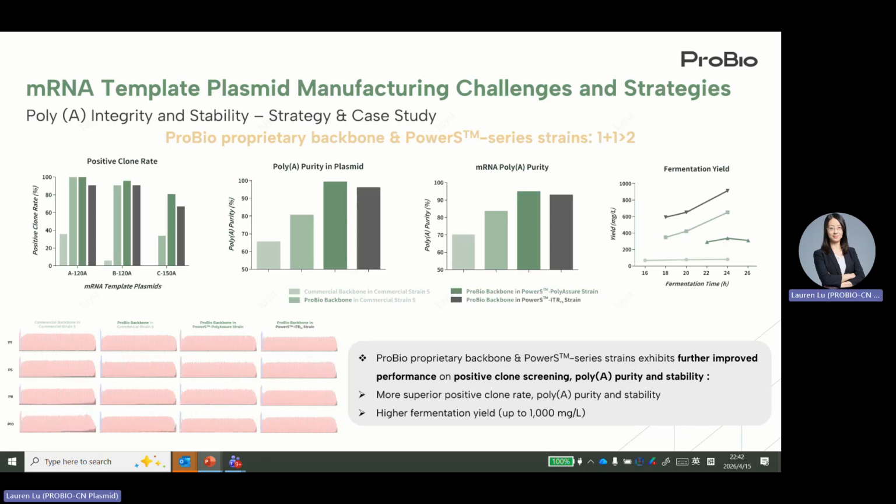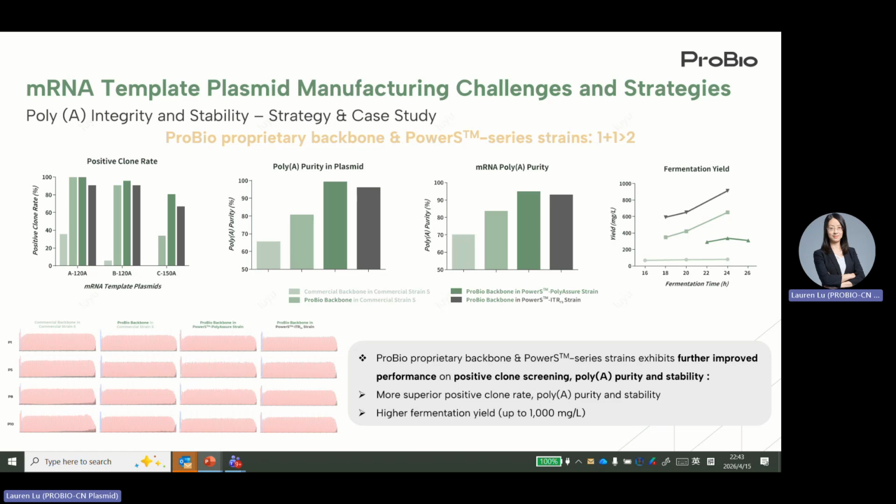Here, we present our integrated strategy combining ProBio's proprietary plasmid backbone with the Power S strain series to further enhance poly-A stability. By optimizing both the vector backbone and the host strain, we achieve significant improvements in positive clone rate, plasmid poly-A purity, and final mRNA poly-A purity compared to the commercial strain.